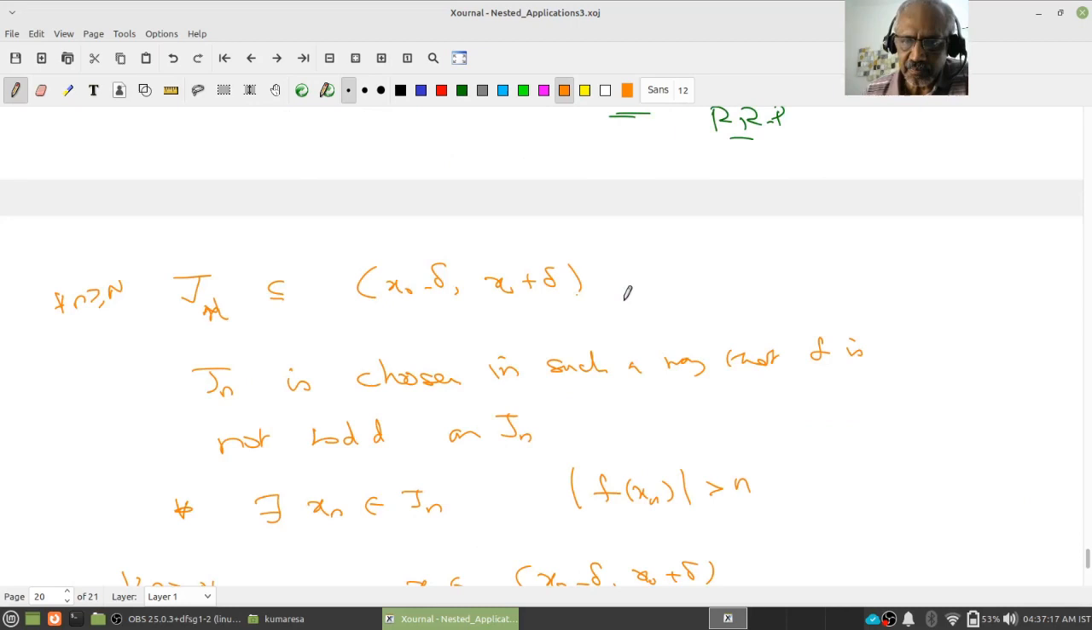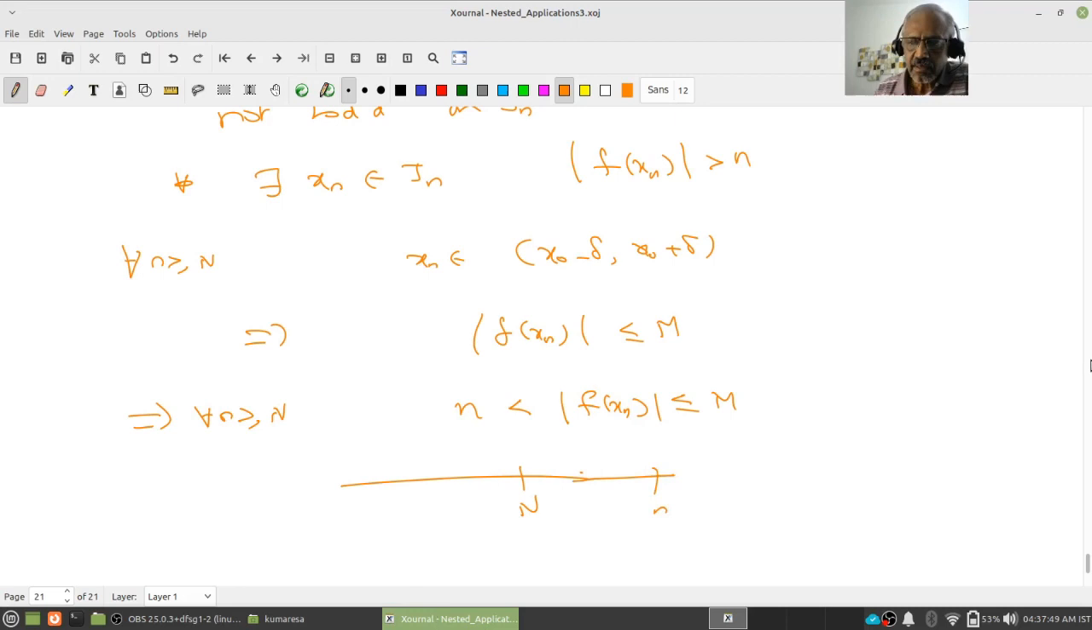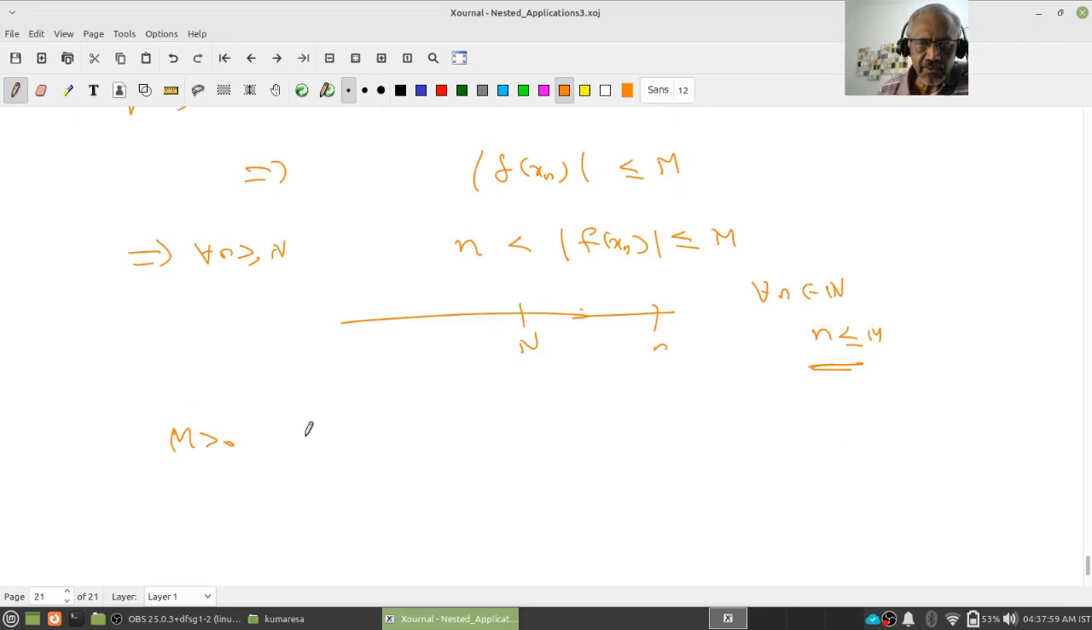Therefore, for all n greater than or equal to N, n which is strictly less than mod F xn is less than or equal to M. So from N onwards, all these numbers are bounded. That means for all natural numbers n, n is less than or equal to M. This is a contradiction. Why? What did the Archimedean property say? Give me any M positive, there exists some natural number k so that k is greater than M. But what I am saying is that all natural numbers are less than or equal to M. Therefore, this is a contradiction.